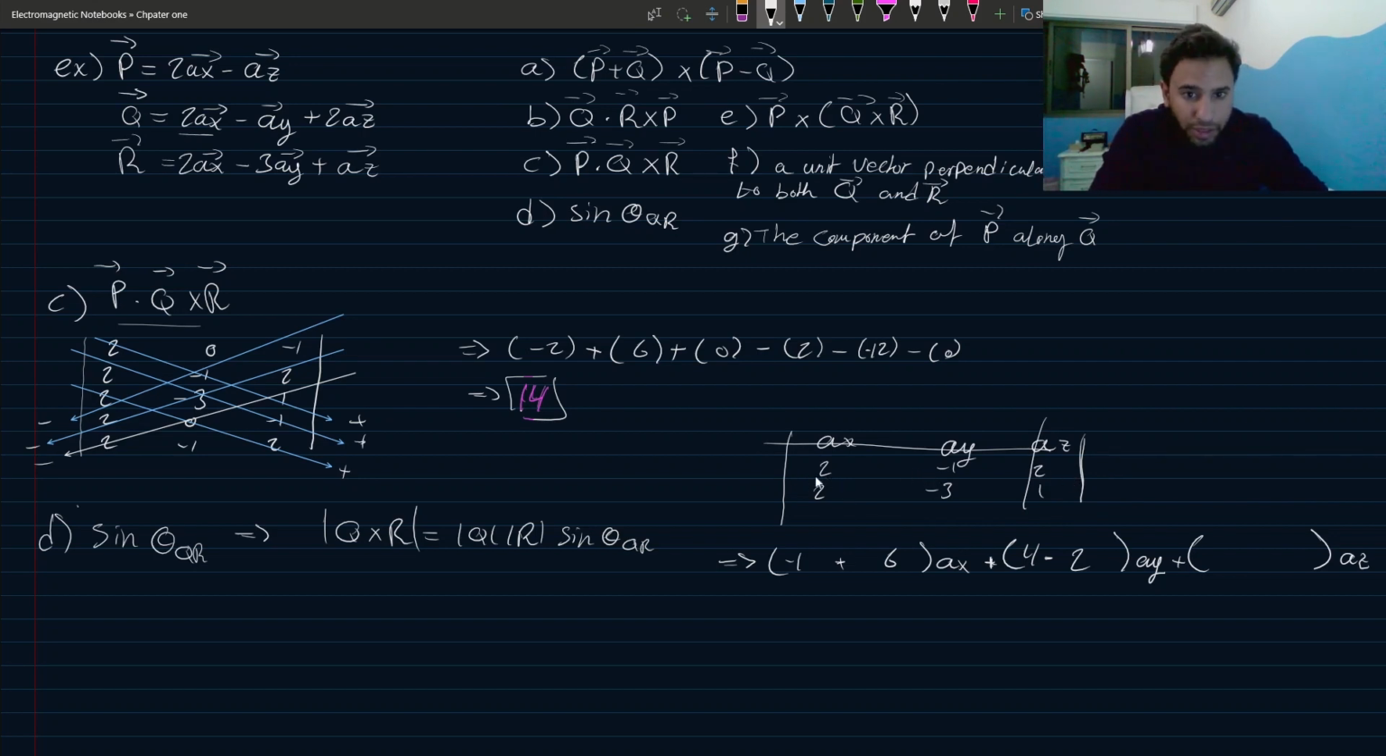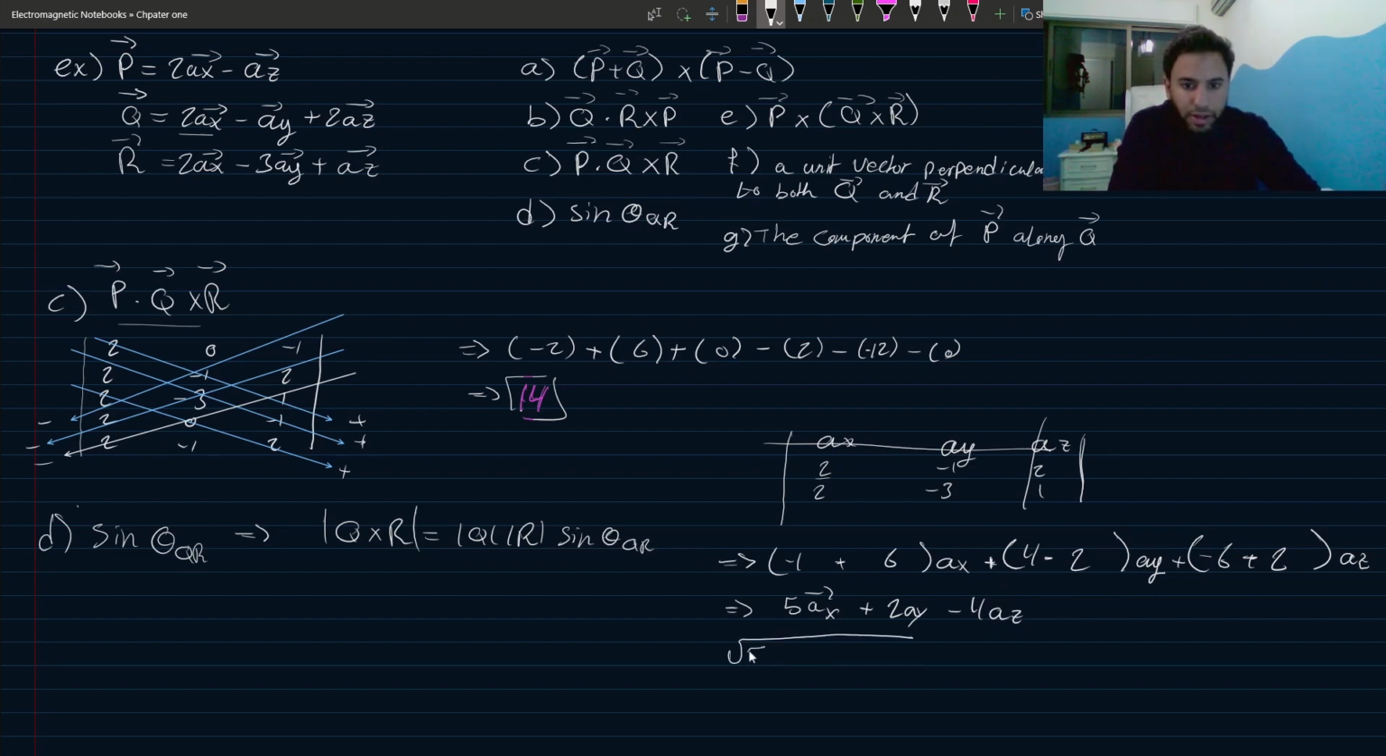And then we go onto the next one, which is 2. 2 times minus 3, that is minus 6. Minus 1 times 2, that is plus 2. And now we get minus 1 plus 6, that is 5 AZ. 5 AX, plus 4 minus 2, that is 2 AY, plus minus 4 AZ. And now we find the magnitude.